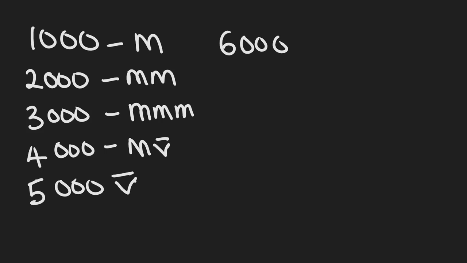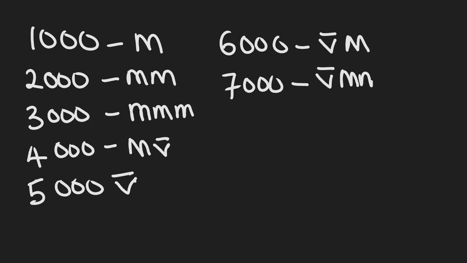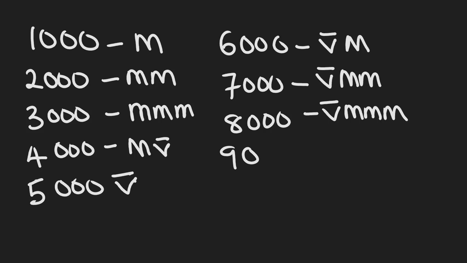Because we know 5,000, it's going to be V with a line at the top plus 1,000, making 6,000. 7,000 will be V with a line at the top, then plus 2,000. That's 7,000. Then 8,000 is going to be 5,000 plus 3,000.